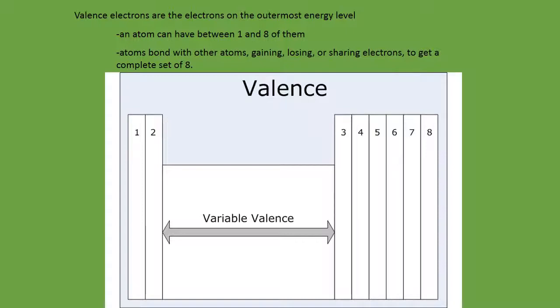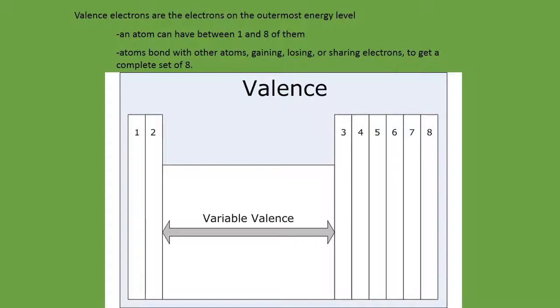Since they fill in from the lowest energy level to the highest, those at the highest level, the valence electrons, are the only ones that may not have a complete set and that may form chemical bonds. If an atom only has 6 on its outer energy level, then it wants to find 2 more to get up to 8. It can form a chemical bond with another atom and either share or take 2 valence electrons from it to do this.